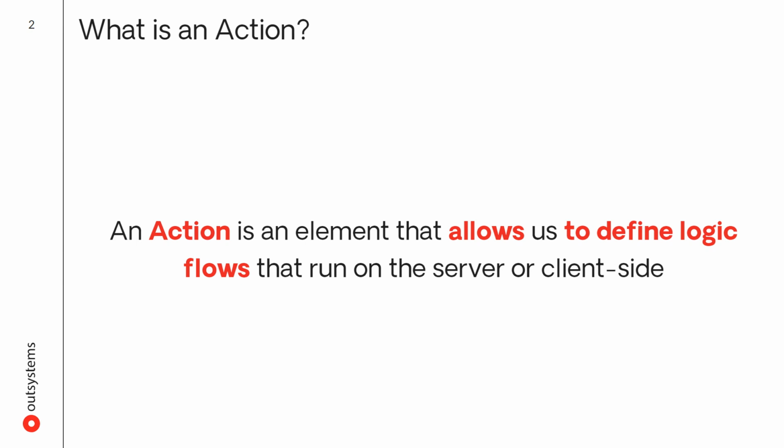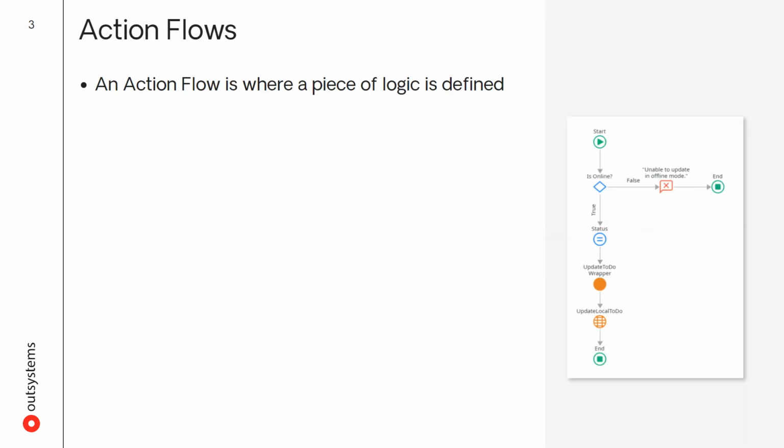Essentially, an action is where logic can be defined in OutSystems. Depending on the action's type, this logic will either be executed on the server side or on the client side. Let's have a look at what action flows are. Every action has a logic flow in it, which is where logic is actually defined.